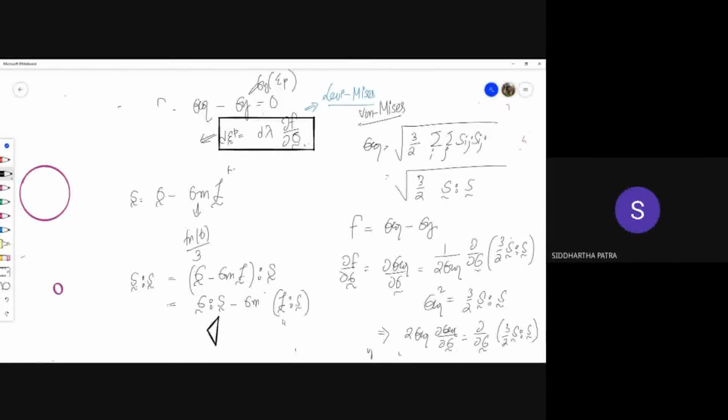Now, what is the inner product of the identity matrix and the deviatoric stress? What is the inner product of any matrix with the identity matrix?